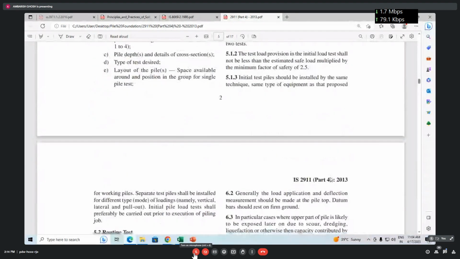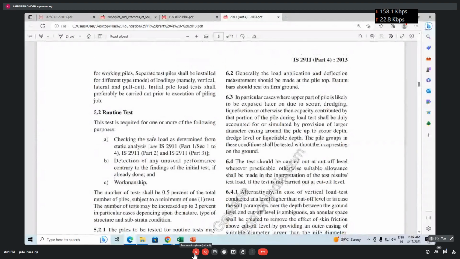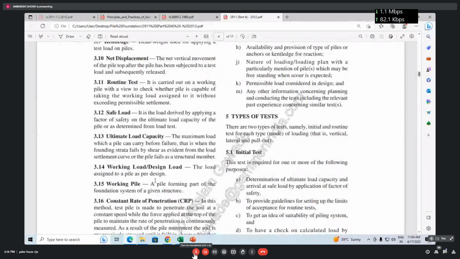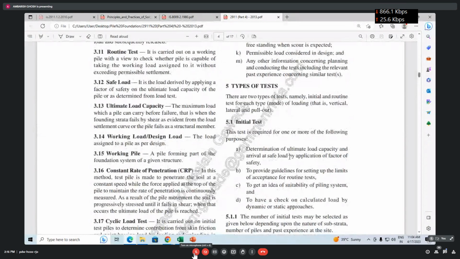Now you can see there is a routine pile load test also. Checking the safe load determined by the static analysis, detection of any unusual performance, and workmanship. So now if you go, two types of test you can see. One is the initial pile load test, and another one is the routine pile load test.